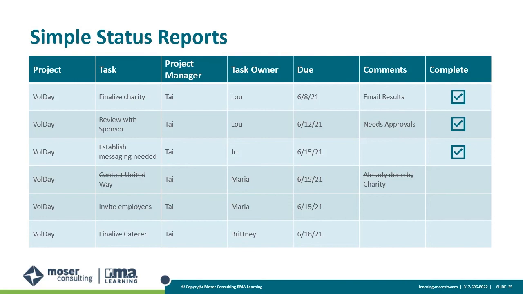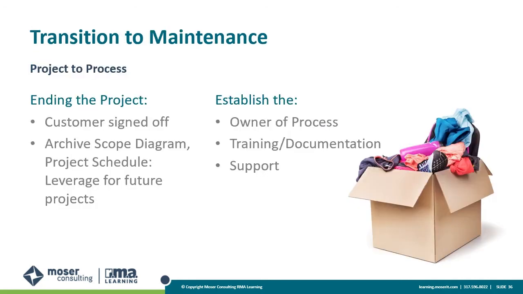And do you notice something about this picture? Notice the person's name is in every single column for the project manager. Because remember, we said only one project manager, and the task owner could have multiple people working, so there's different names there. These are the due dates. I like to have comments, and I love to check stuff off, so that's what I do in the right-hand column. So a miracle occurs, and it's time to transition to maintenance.